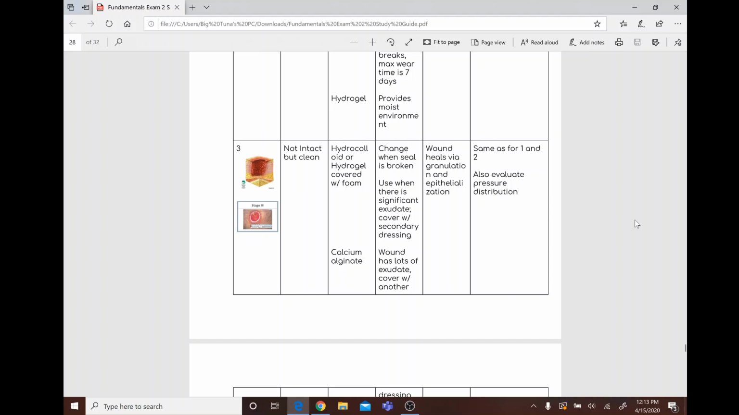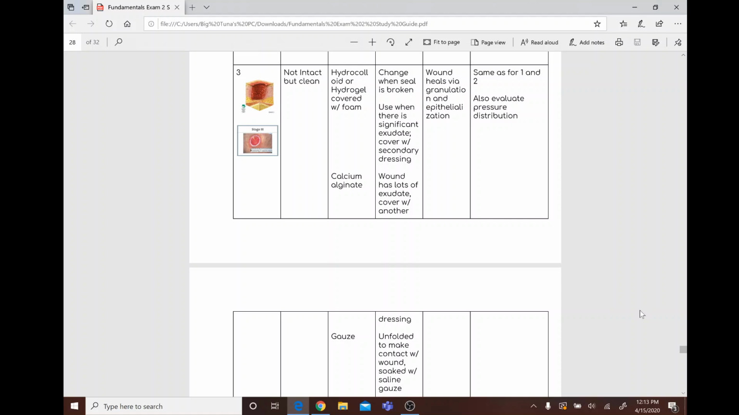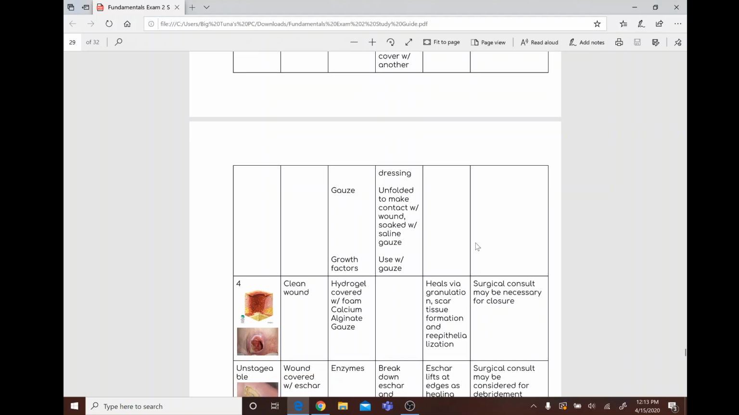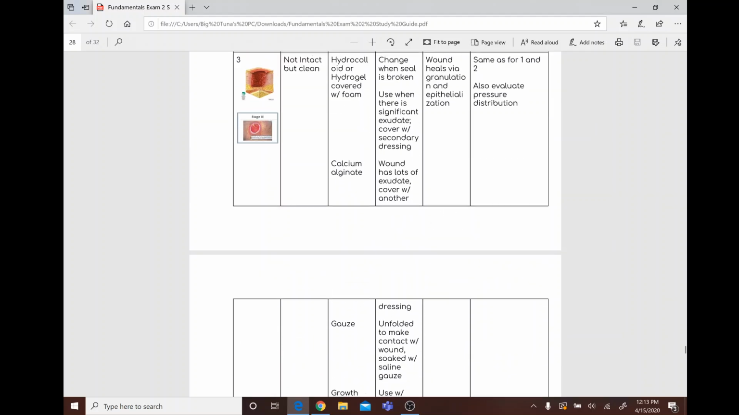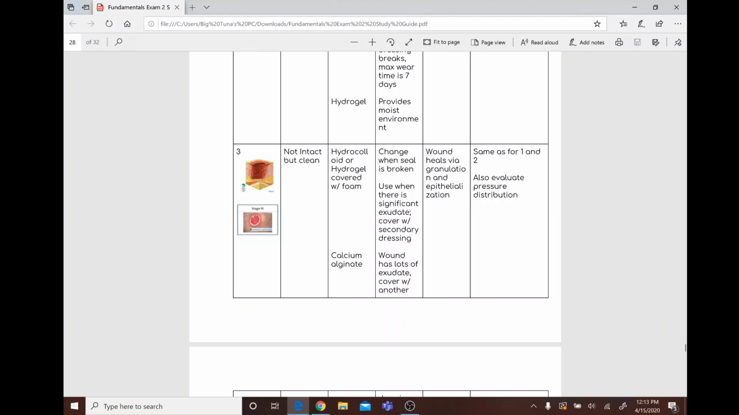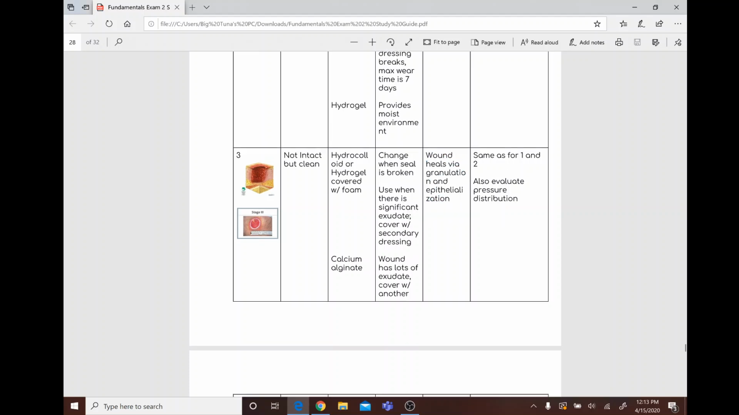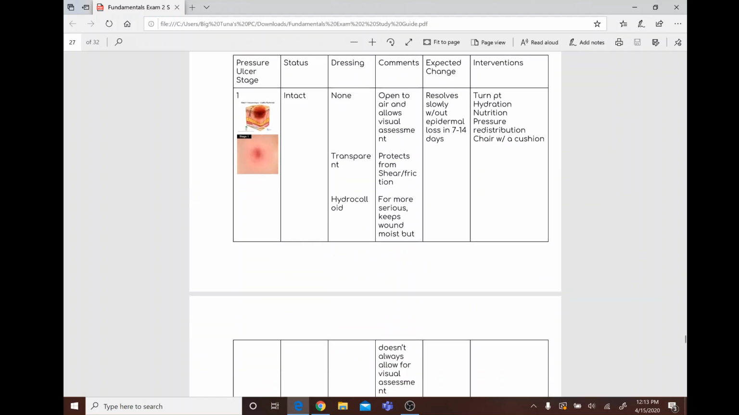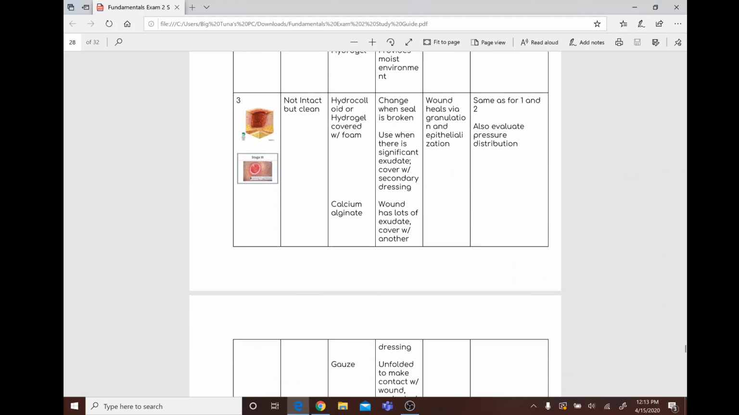Why would we use calcium alginate? Wound has lots of exudate, covered with another dressing. Could also use gauze. Why would we use gauze? Unfolded to make contact with the wound and soaked with saline. And we can use growth factor with gauze. So the wound heals via granulation, epithelialization. So you're going to turn patient, hydrate, nutrition, pressure redistribution, chair with a cushion, and manage incontinence.